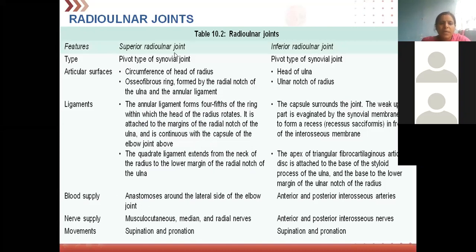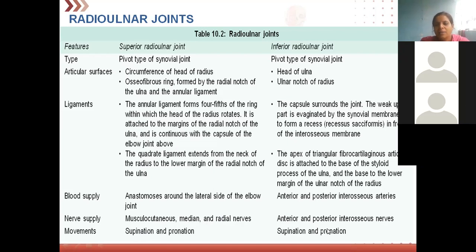For the superior radio ulnar joint, it is the anastomosis around the elbow joint on the lateral side. Then nerve supply: in the front of the arm we have the musculocutaneous nerve, and in the cubital fossa we have the median and radial nerve. All these nerves give nerve supply to the superior radio ulnar joint. Movements are supination, when you beg something, and pronation. So supination and pronation are brought about by these joints.